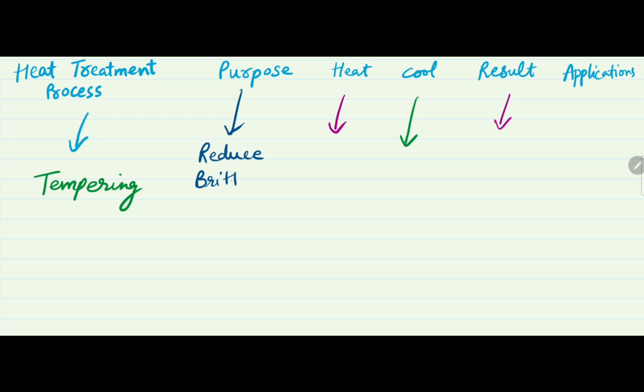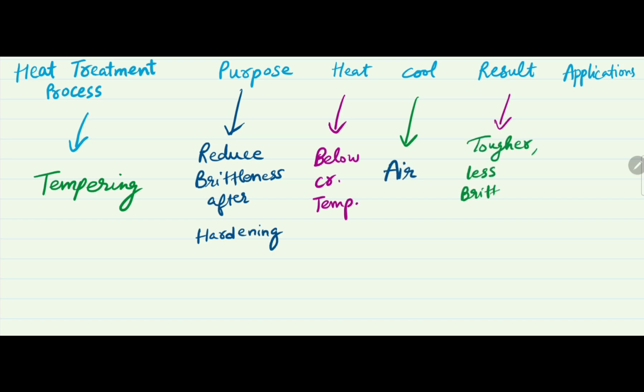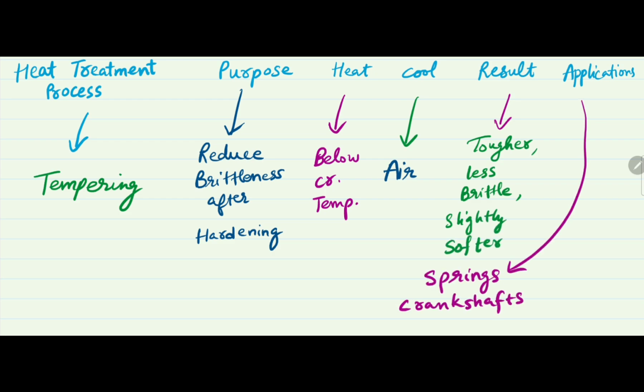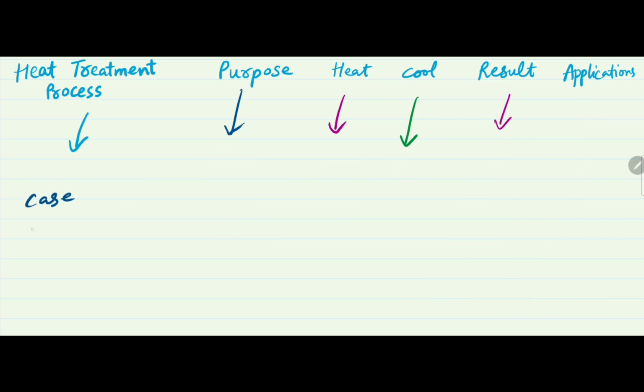Coming on to the fourth heat treatment process, tempering. If hardened steel is too brittle, we use tempering. In tempering, the hardened steel is reheated to a temperature below the critical temperature and then cooled in air. This reduces brittleness while maintaining most of the hardness. Final result is a metal that's tougher, less brittle, and more reliable in service. It is commonly used in springs, gears, etc.